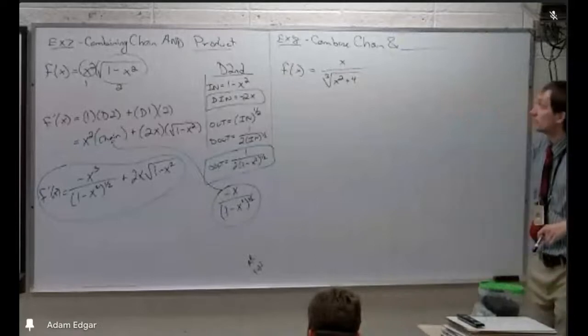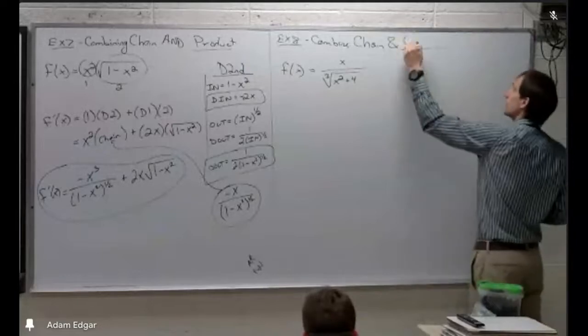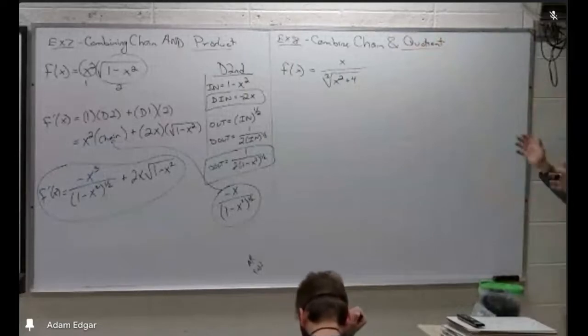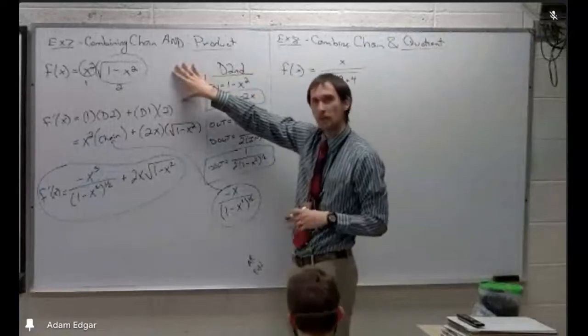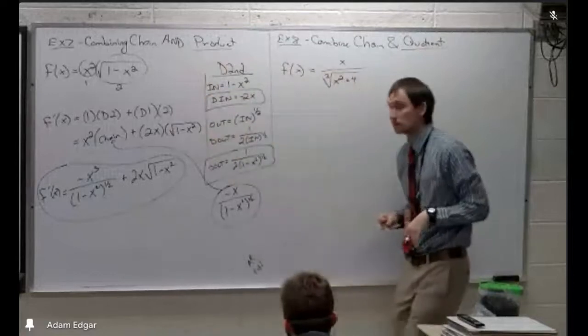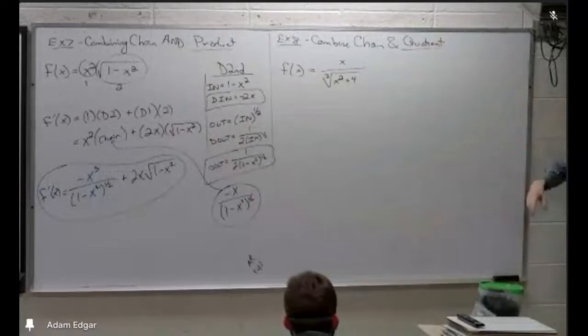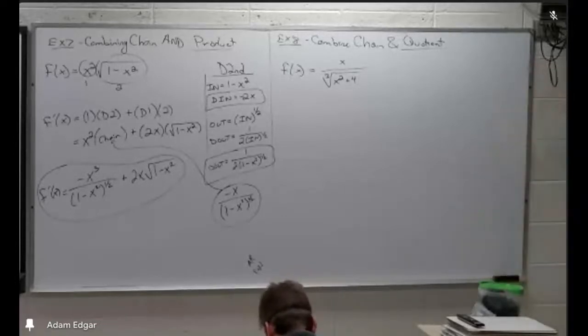Example 8. This is chain in combination with quotient rule. Now, there's really only one way of doing chain and product rule. Well, that's probably not true, but it's mostly a product rule with chain hiding inside of it. Unfortunately, quotient rule and chain rule can combine in two different ways. We can have a quotient rule problem with chain hiding inside, or you can have a chain rule problem where quotient's inside. So it's basically, who's the inside part?